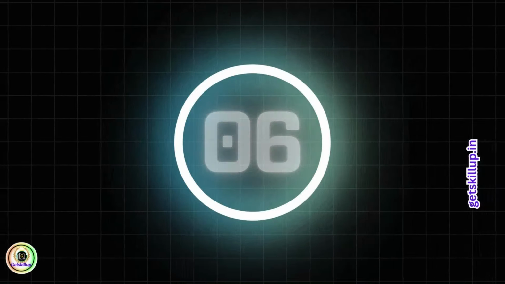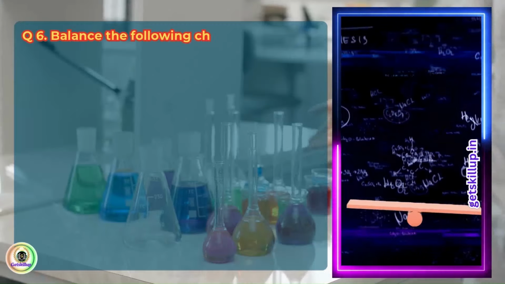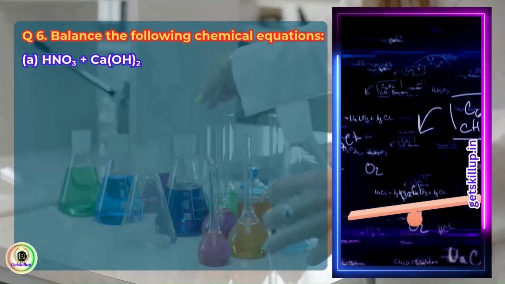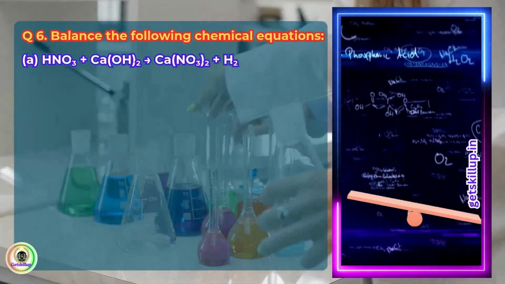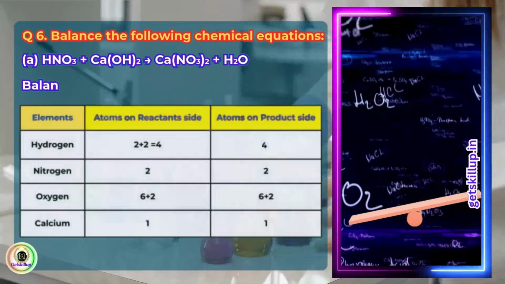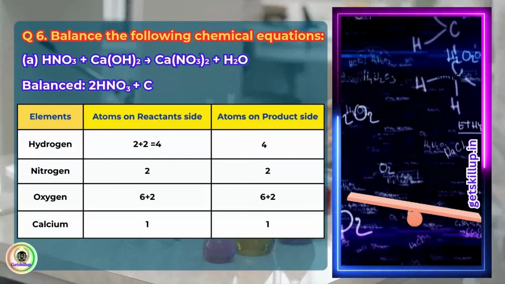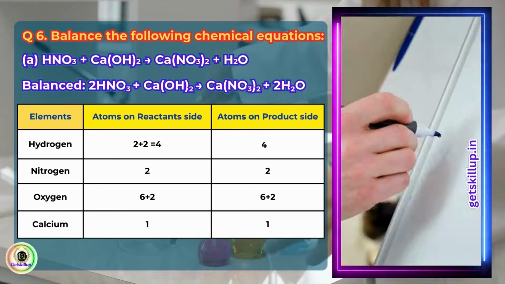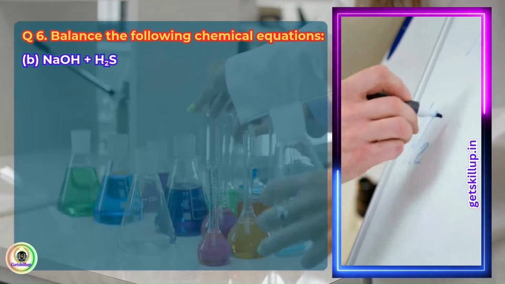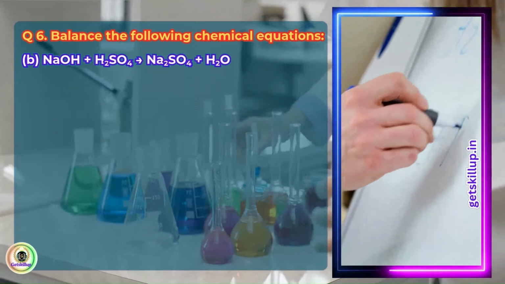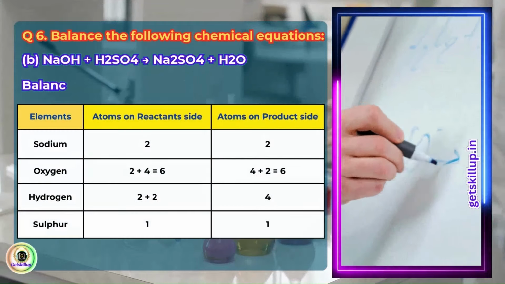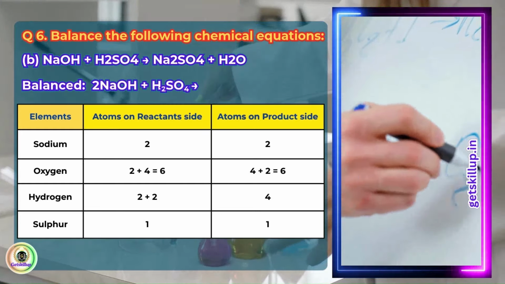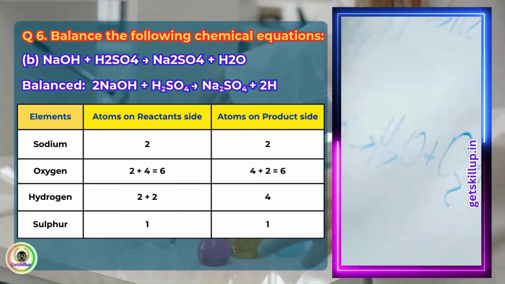Question 6. Balance the following chemical equations. A. HNO3 plus Ca(OH)2 gives rise to Ca(NO3)2 plus H2O. Balanced chemical equation: 2HNO3 plus Ca(OH)2 gives rise to Ca(NO3)2 plus 2H2O. For balancing, refer to the table as shown. B. NaOH plus H2SO4 gives rise to Na2SO4 plus H2O. Balanced chemical equation: 2NaOH plus H2SO4 gives rise to Na2SO4 plus 2H2O.